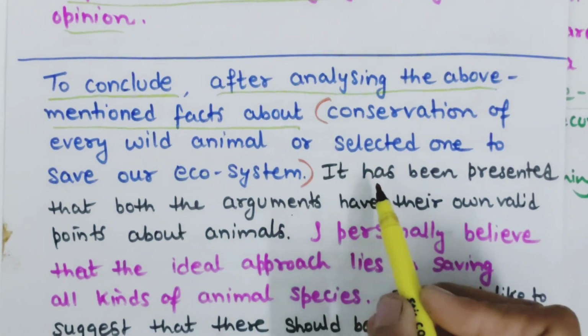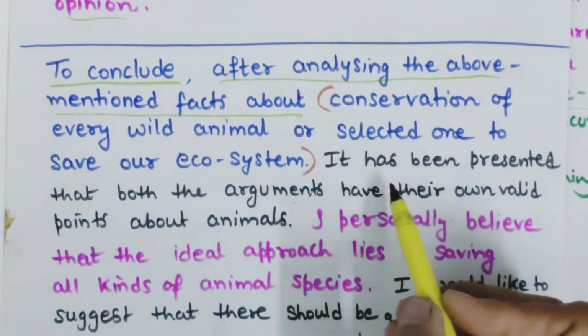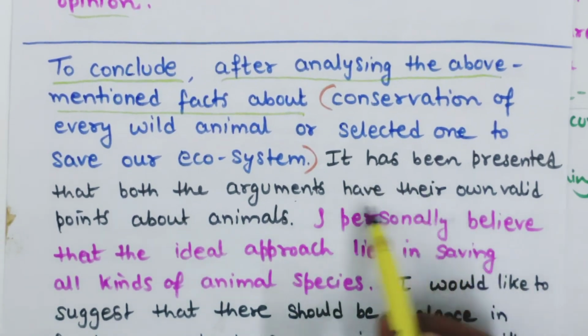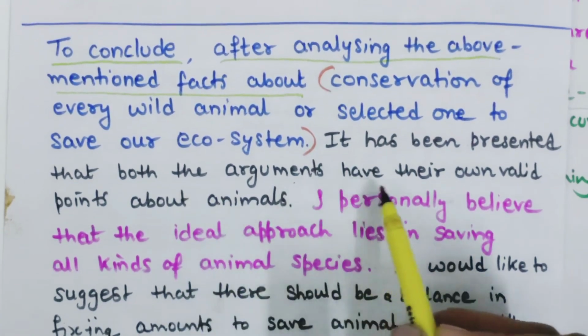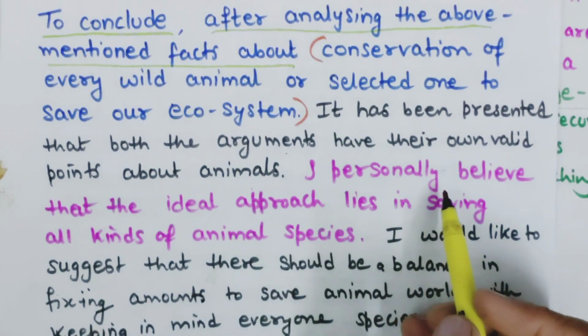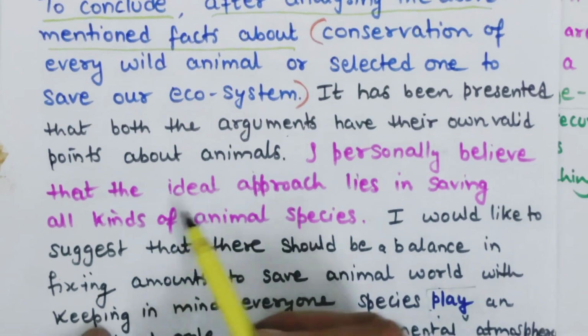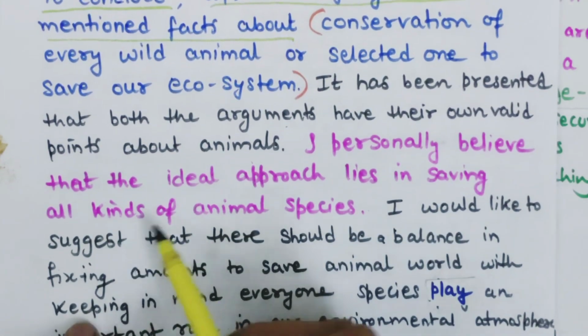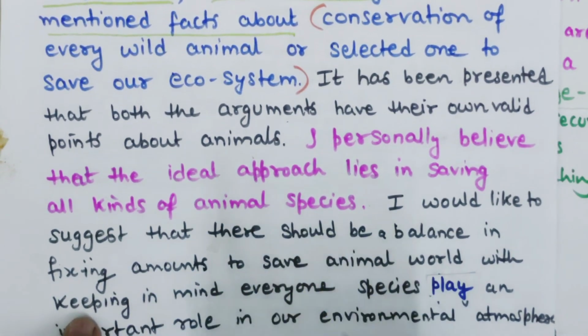So now, coming to the main point that we have written in the essay, it has been presented that both the arguments have their own valid points about animals. I personally, now my point should be there, I personally believe that the ideal approach lies in saving all kinds of animal species.